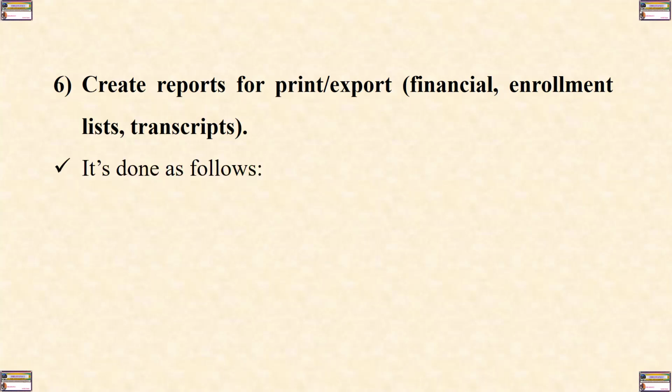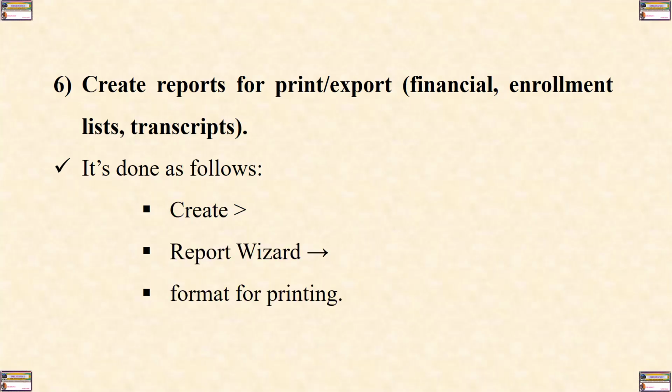How do you create a report? You click on the create button, choose report wizard, select the fields through which the report will be generated, or that contain the data that you want to produce in a report. Then format that report for printing once you have ensured that all the necessary fields have been selected.